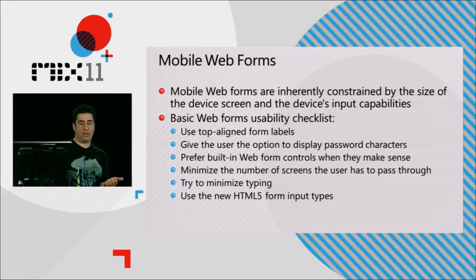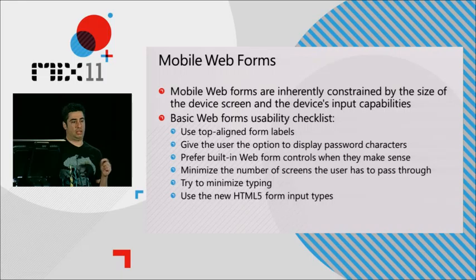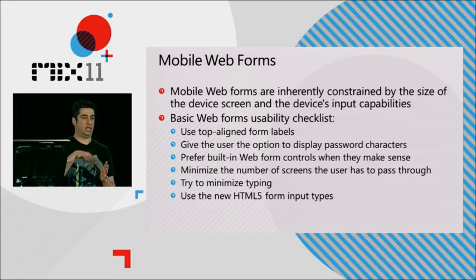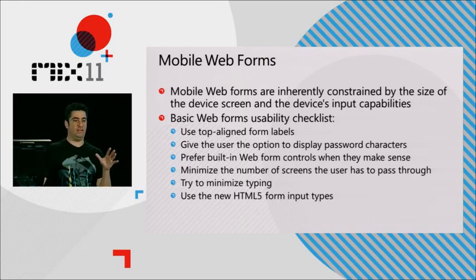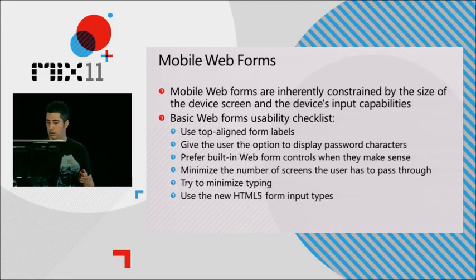First, use top-of-line form labels. I'll show you why in a second. Give the user options to do things like display their password while they're using their phone. Try to do things like minimizing typing. If you can give the user a selectable list, many modern browsers are optimized to provide a nice full-screen selecting appearance for things like option lists. Use the new HTML form input types, because even if the browser doesn't support them, they will default back to the original input types. So let's take a look.